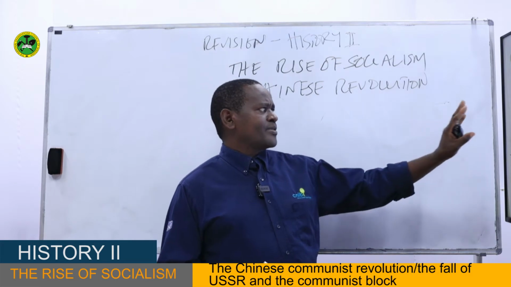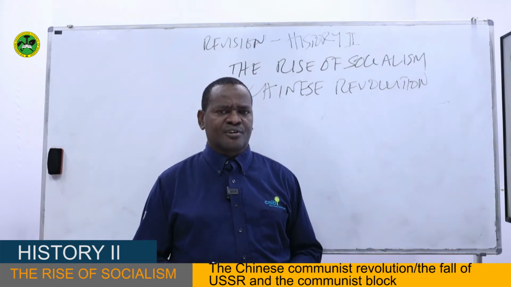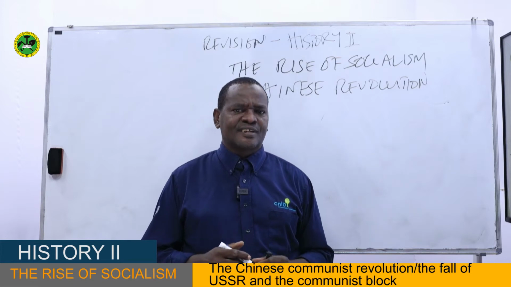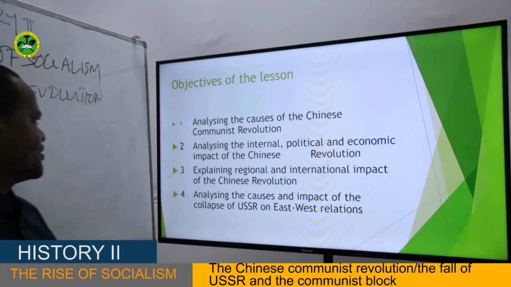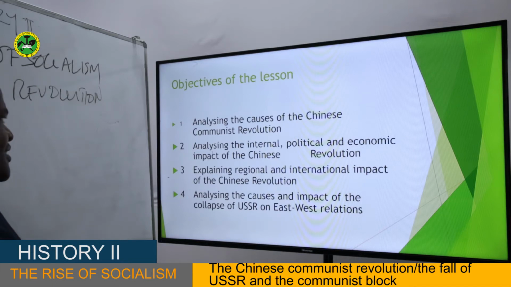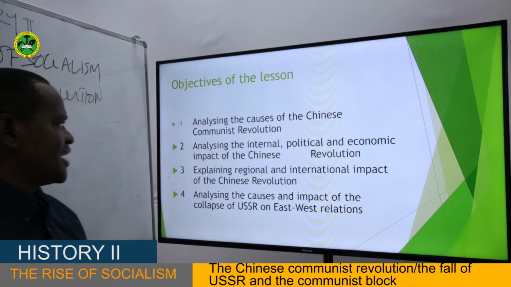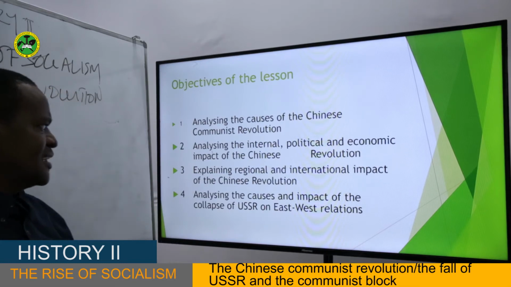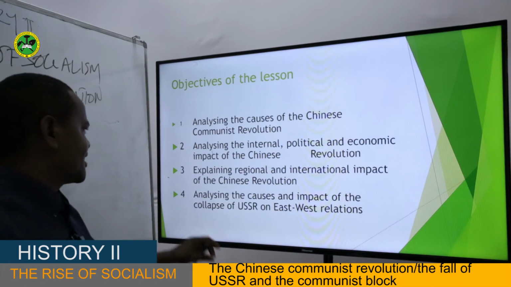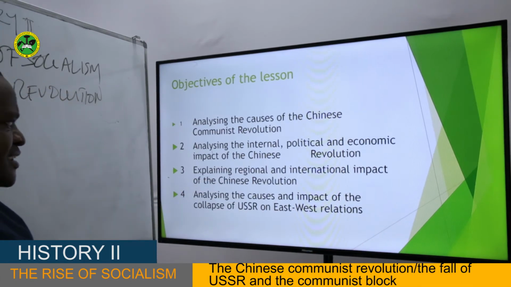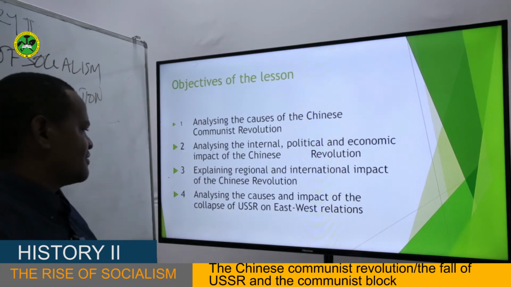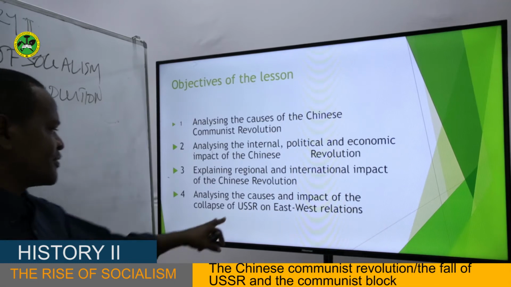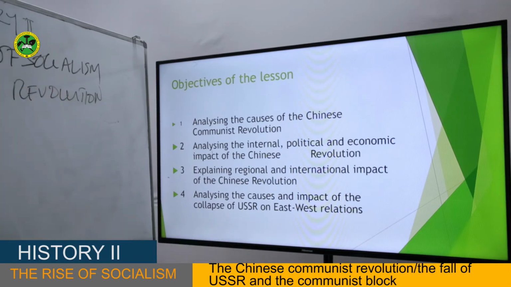My dear students, here we have the objective of our lesson of today. That means at the end of this lesson of today, you have to make sure that you obtain these specific objectives. The first objective is analyzing the causes of the Chinese Communist Revolution. The second objective is analyzing the internal political and economic impact of the Chinese Revolution. The third is explaining regional and international impact of the Chinese Revolution. And the last objective is analyzing the causes and impact of the collapse of USSR on East-West relations.